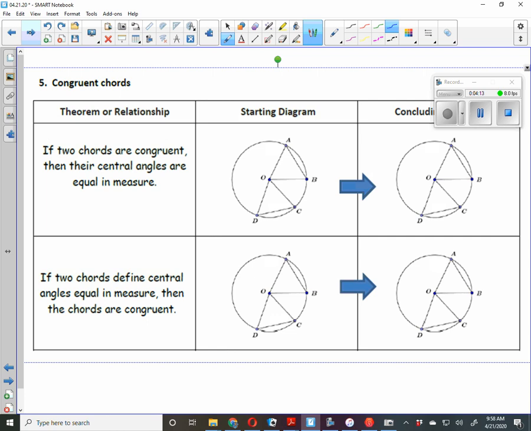We're going to keep going with this. One of the things we know that all radii of a circle are congruent. And they said if two chords are congruent here and here, then their central angles are the same. So they're talking about here and here. Now we defined central angles in the first lesson. We also know that these are all equal. Those are all radii.